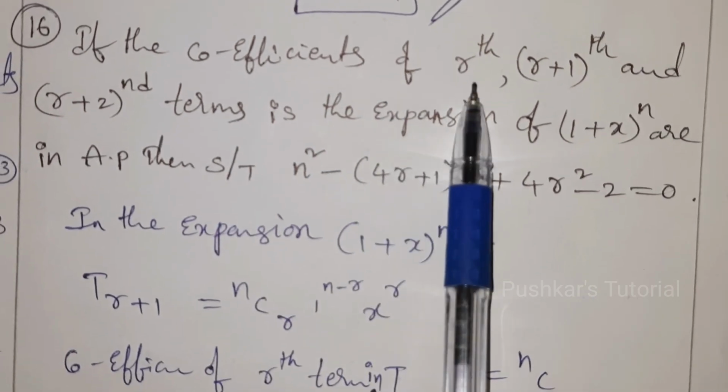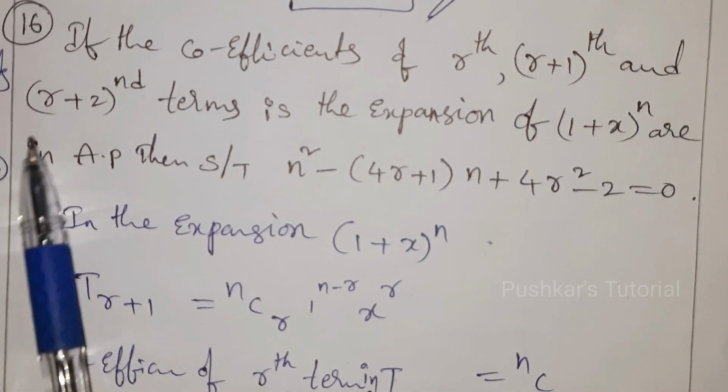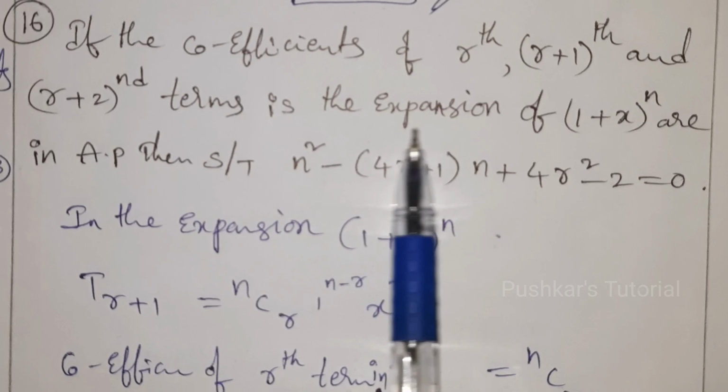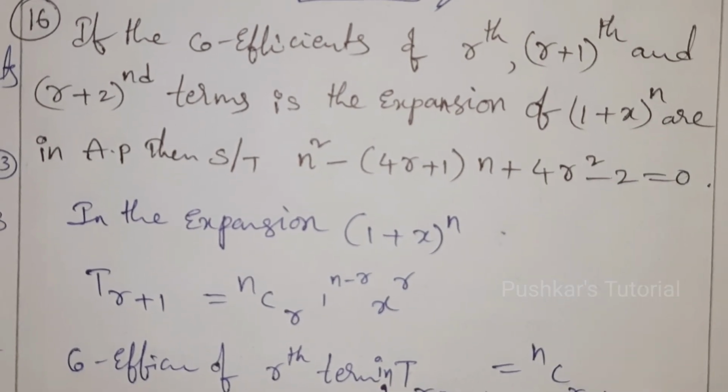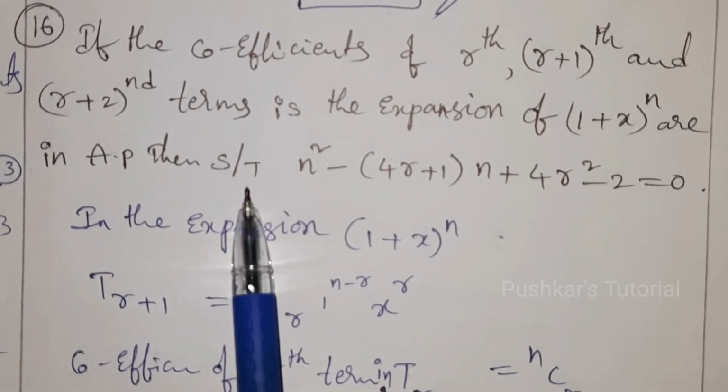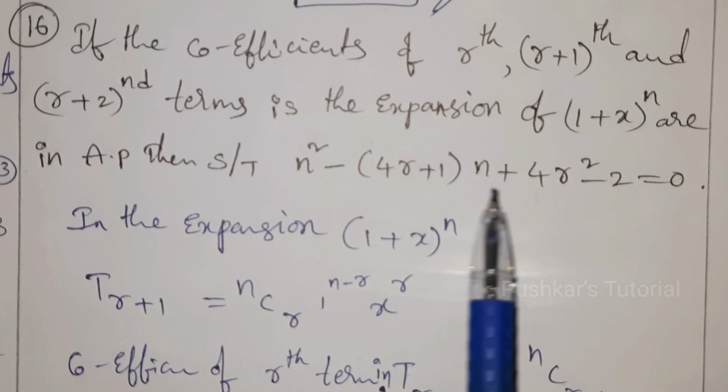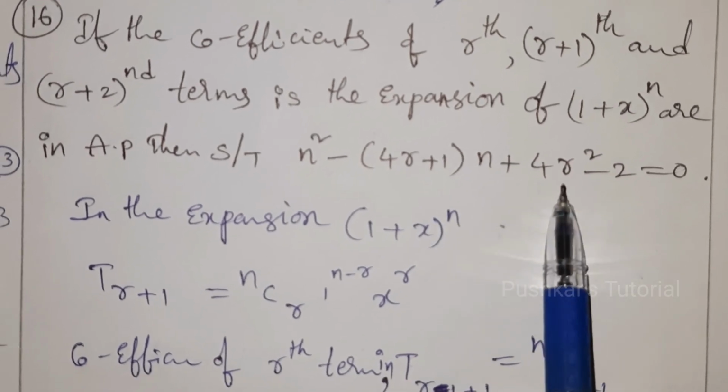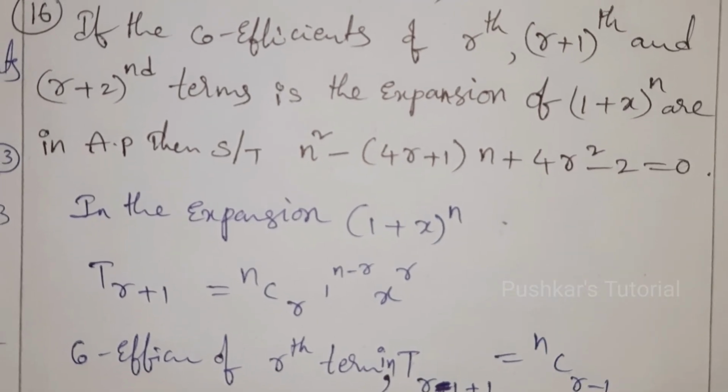If the coefficients of the rth, (r+1)th and (r+2)th terms in the expansion of (1 + x)^n are in AP, then show that n squared minus (4r + 1) n plus 4r squared minus 2 equals 0.